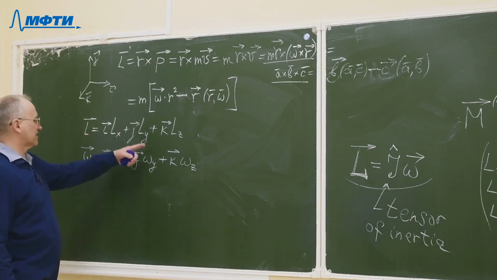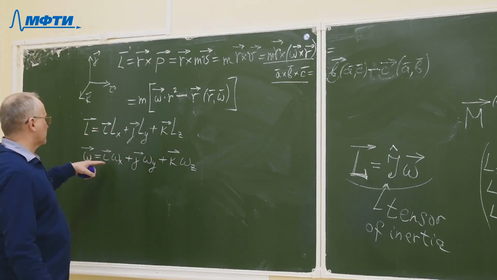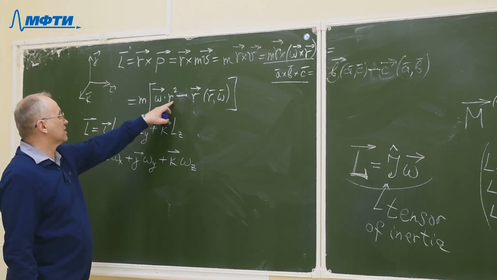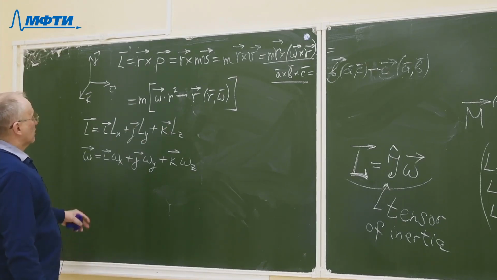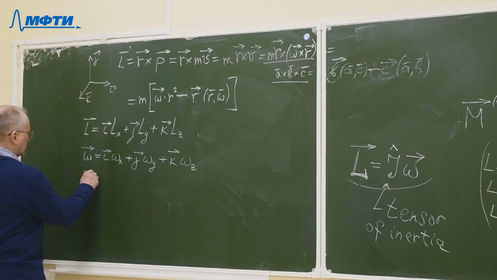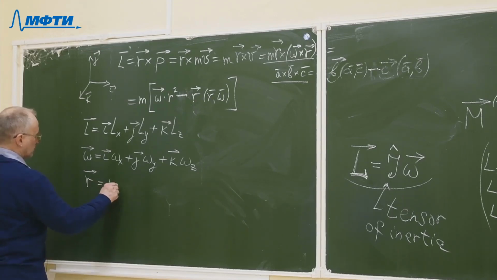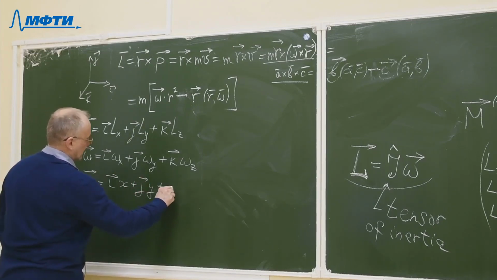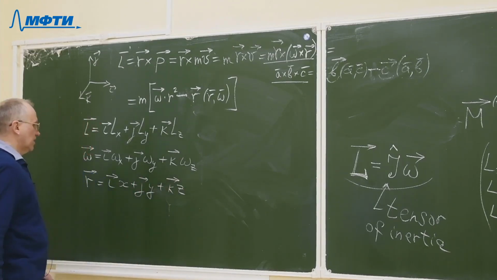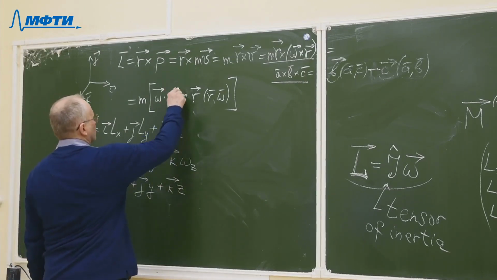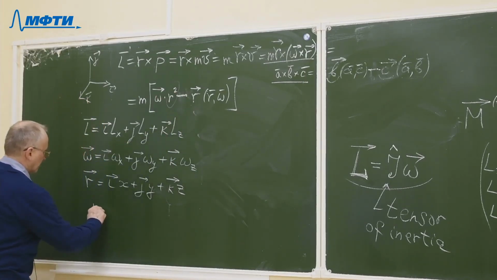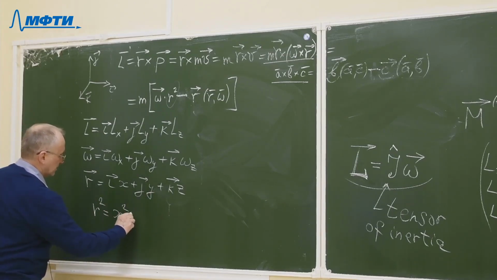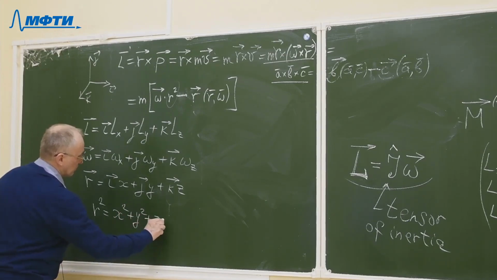And when we have such a representation of vectors by components, we can easily calculate what r squared is, for example. Well, certainly vector r will be, in this notation, i x plus j y plus k z. What is r squared? R squared will be, according to the Pythagorean theorem, x squared plus y squared plus z squared.